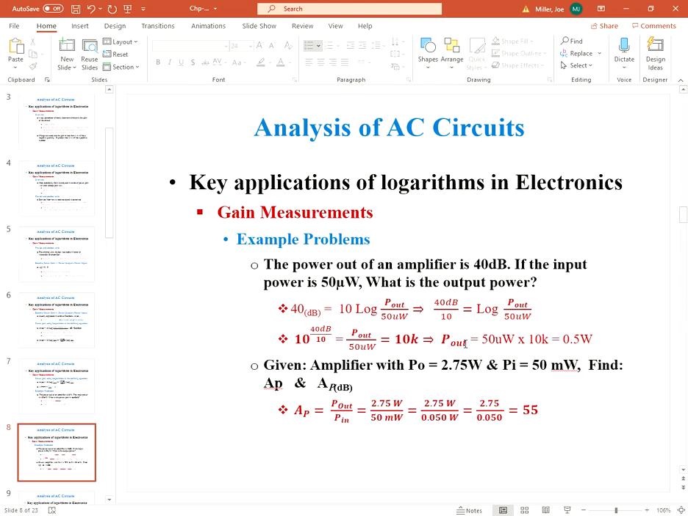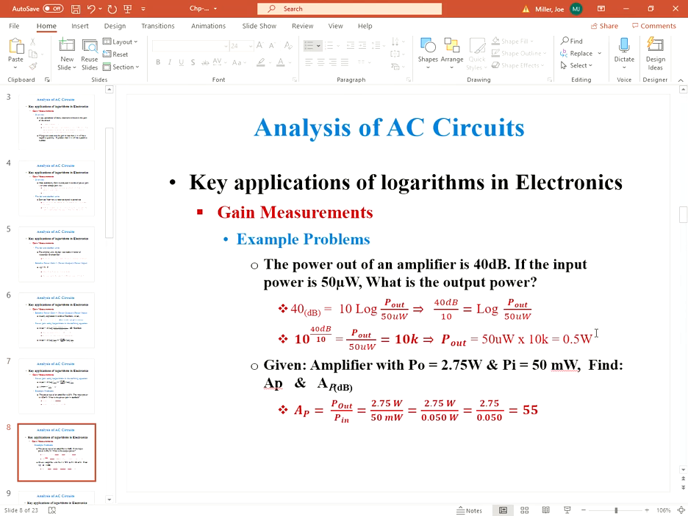So we got P out over 50 microwatts equals 10,000. Multiply both sides by 50 microwatts, which is what we have here. Power out equals 50 microwatts times 10K, which would come out to be 0.5 watts.